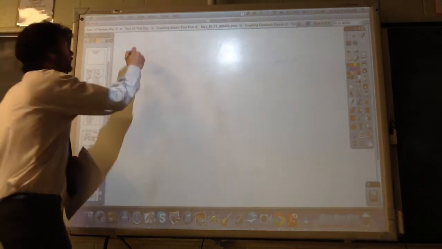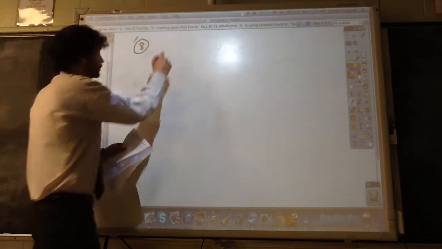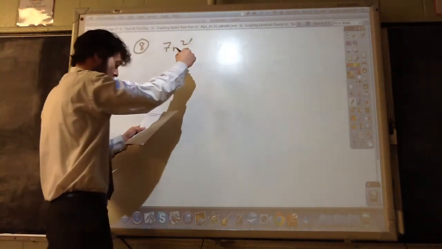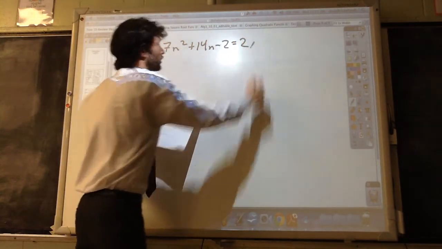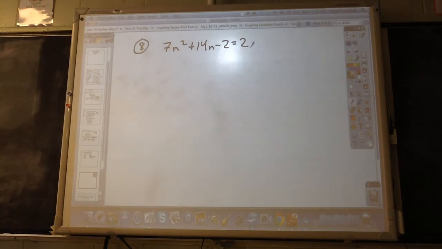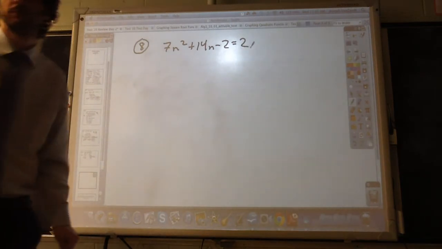I may skip around a little here too, depending on time, and try and hit the hardest one. This is definitely the harder of the two completing the square problems. Okay, so I've got two options for my first step. Somebody tell me one of them.